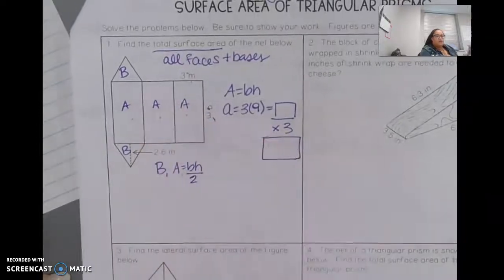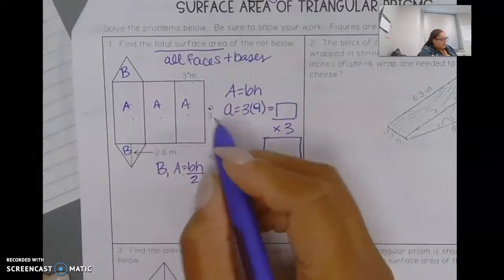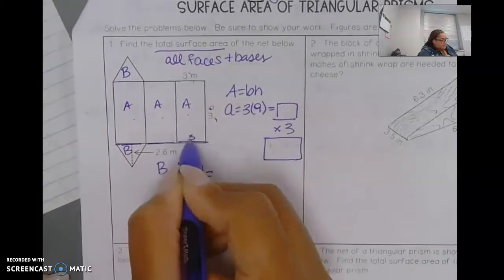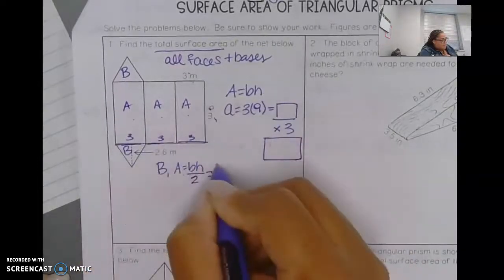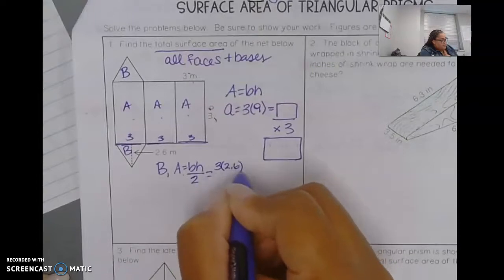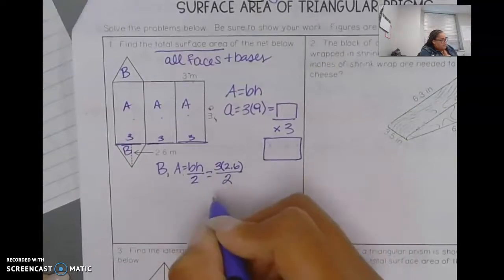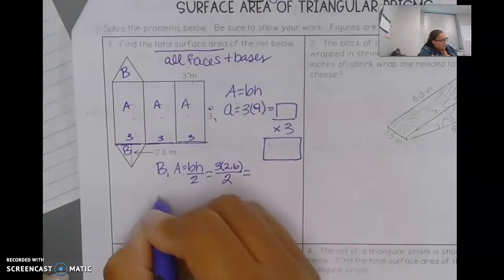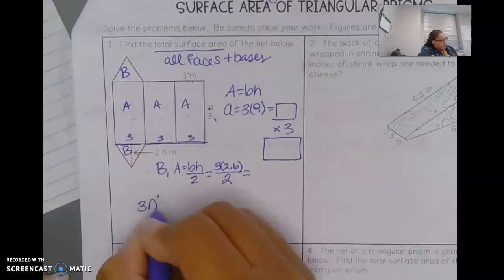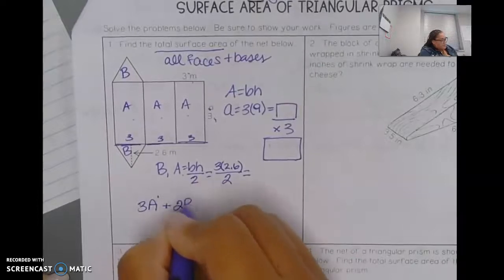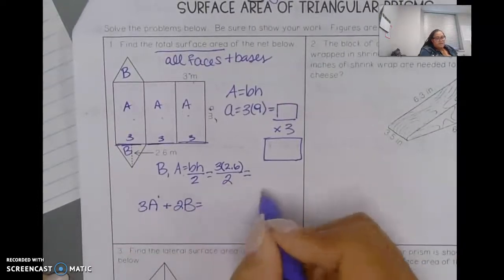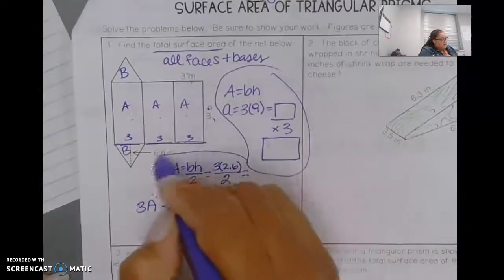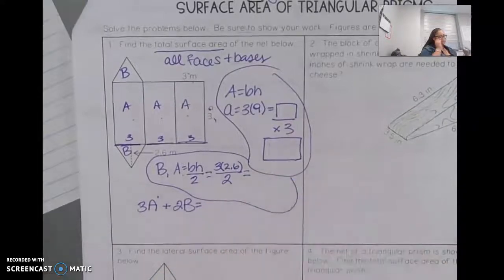Then you will add this answer right here to your base and your height divided by 2 for the triangles. The base of the triangle is this line right here, which is the same as this line and this line. So this is 3, 3, and 3. So this is 3 times 2.6 cut in half, but you have 2 of these. So I'm going to work this out, and then I have 3 shape A's plus 2 shape B's. And then I'll get an answer here. So this is shape A, and this is shape B.